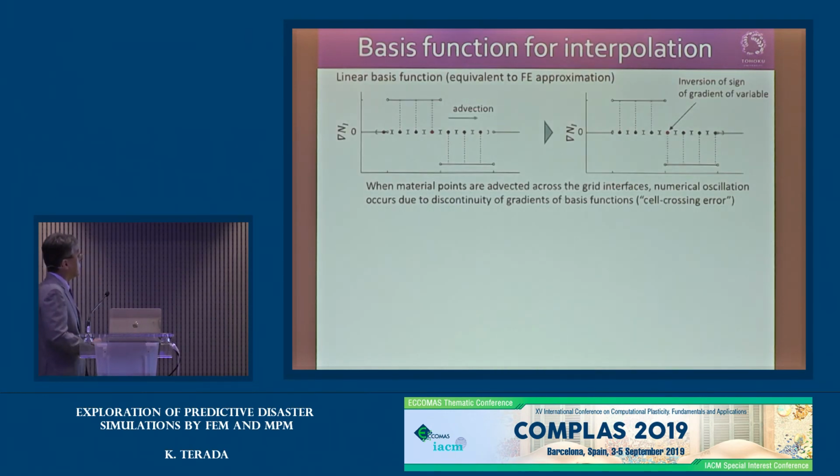Also, the accuracy of the material point method strongly depends on the accuracy of the basis function. If we employ the basis function commonly used in the finite element method, we may suffer from instability. In fact, when the material points move across the grid interfaces, numerical oscillation occurs due to the discontinuity of the basis function. We call that the cell crossing error in the material point method.